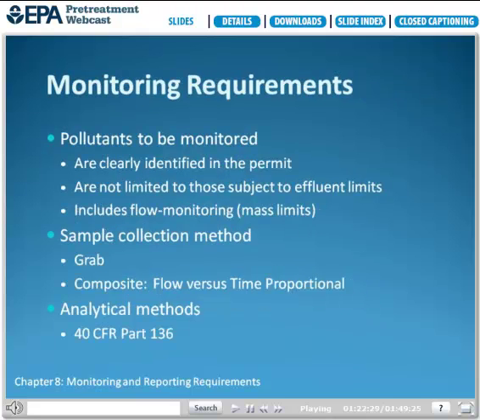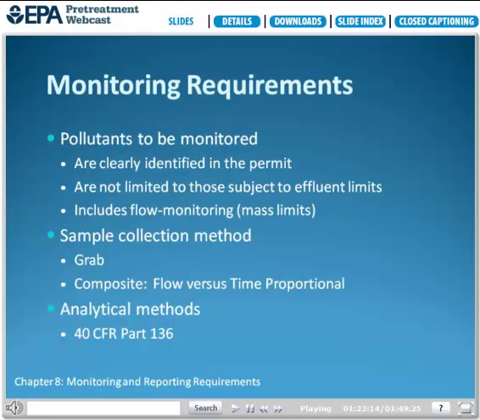Monitoring requirements. Pollutants to be monitored. They have to be clearly identified in the permit, and they're not limited to those in the effluent limits. Sometimes there's something that a control authority wants to learn more information on. Maybe there's a pollutant of concern that they don't have a local limit on currently that they want to see at what levels it's coming into their system. So they may require a monitoring only requirement.